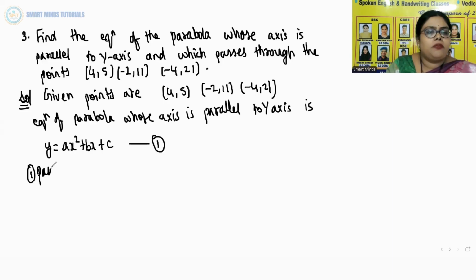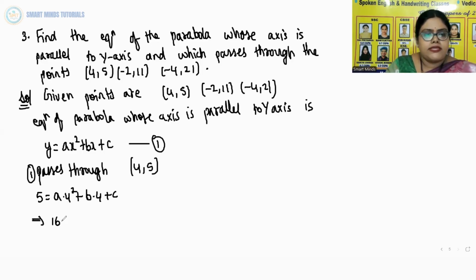Now equation number 1 passes through the first point, that is (4, 5). Now we need to substitute. In the place of x you substitute 4 and in the place of y you substitute 5. So 5 is equal to a into 4 square plus b into 4 plus c. So we get 16a plus 4b plus c is equal to 5. Equation number 2.